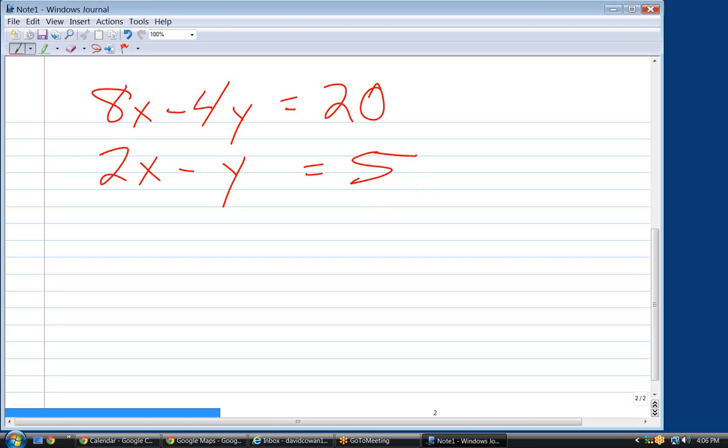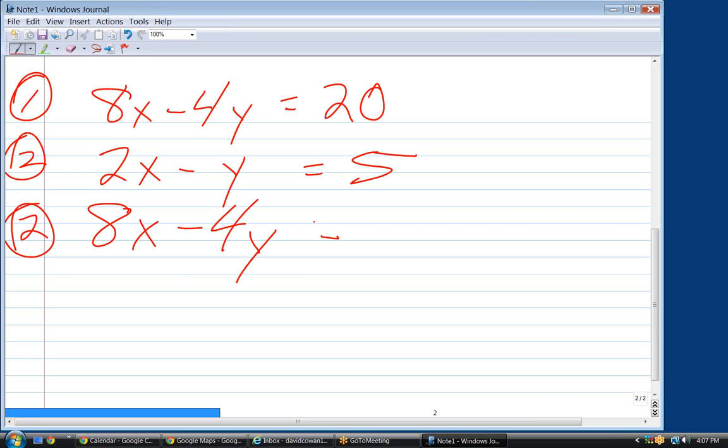Now there's a couple of ways to approach this. One, we could just try to solve it. Let's do that, and then we'll talk about the other. That's equation 1, that's equation 2. If we're going to try to eliminate a variable, what do we need to do first? We have to multiply the second equation by 4. We have to multiply every term by 4, not just one side. So that's our new equation 2.